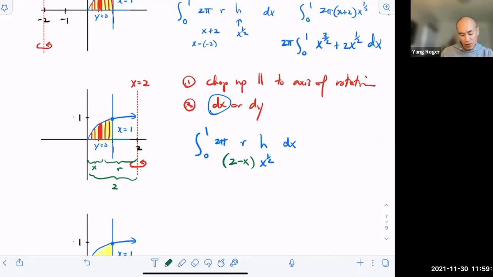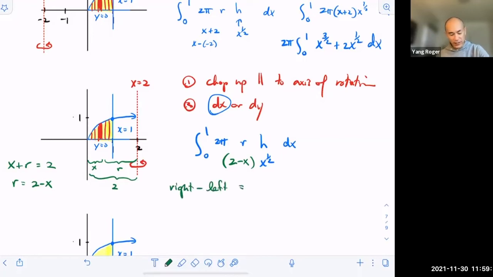I don't know how to make it more obvious. Maybe x plus r is equal to 2, right? This distance plus this distance is equal to 2. So this means that r is equal to 2 minus x. That's one way you can think of it. Another way you can think of it is you can take the right function minus the left function. The right function is 2. The left function is x. So then your radius is 2 minus x. All right, Ian, good.